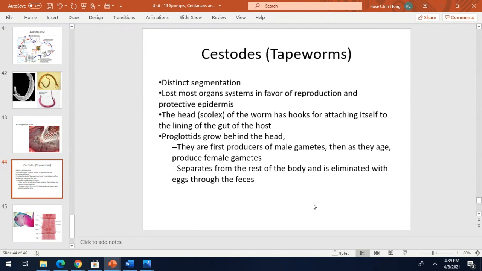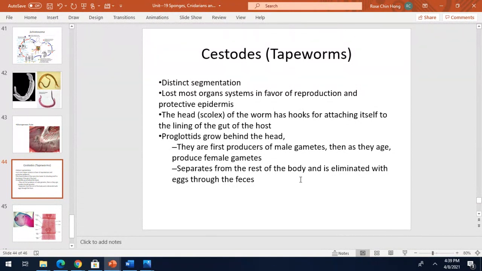So here now, in the proglottid, it's male first, so sequential hermaphroditic. It will be male first, and as they age, it will become female. They can make female gametes.